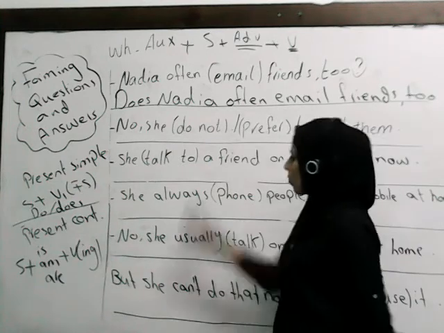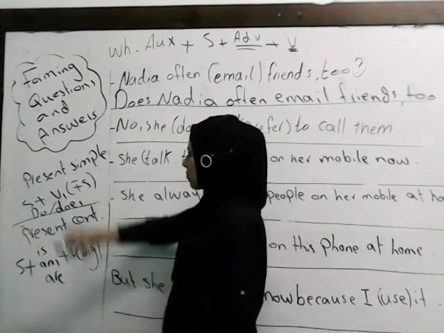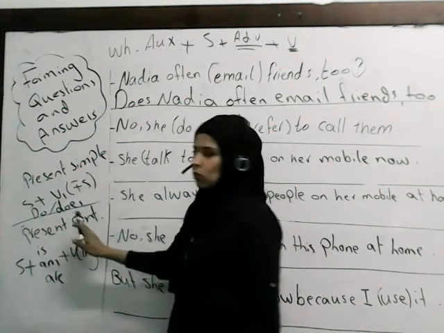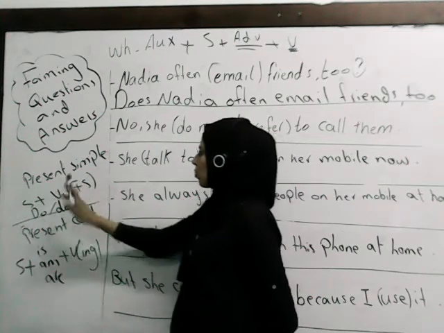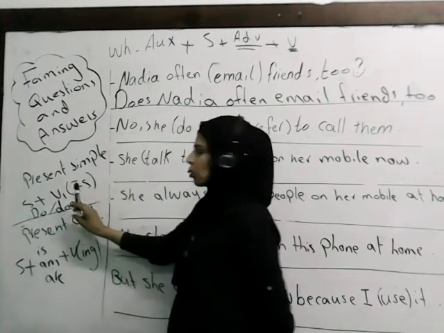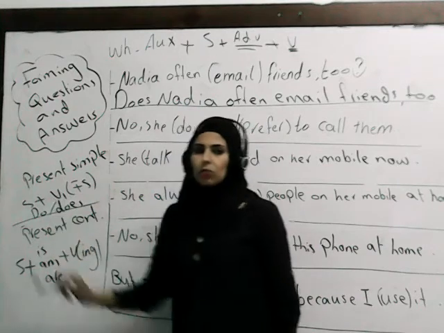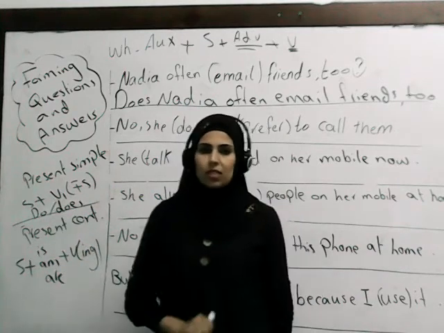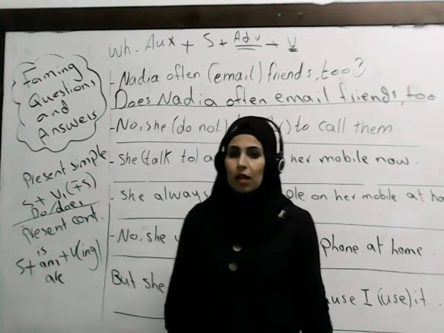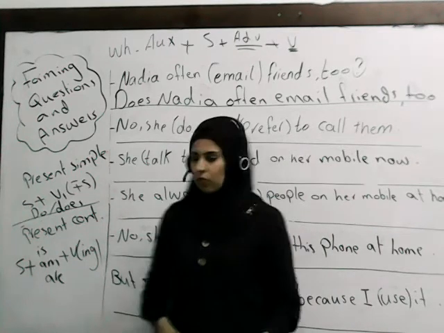Before starting our exercise, we have to remember the rule itself. Present simple and present continuous. The present simple rule is subject and verb 1. When I say verb 1, I mean the verb with or without s. It depends on the subject itself. When the subject is singular, then you need to add s to the verb. But when the subject is plural, then you have to keep the verb infinitive.